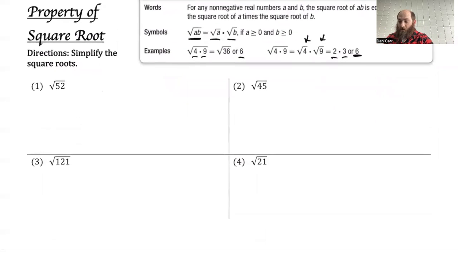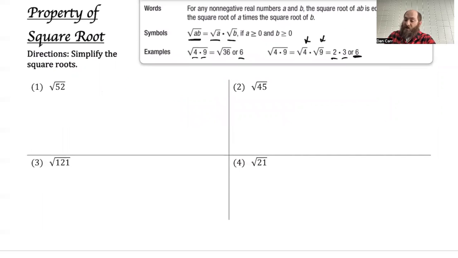So let's look at some of these problems. Okay, now 52, I'm trying to think of 2 numbers that multiply to 52. The easiest 2 numbers are 4 and 13.